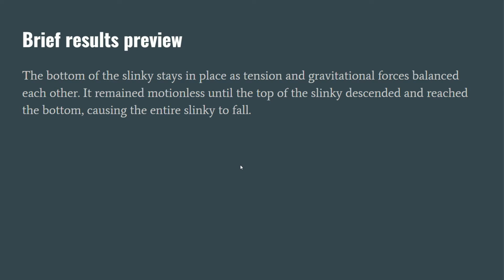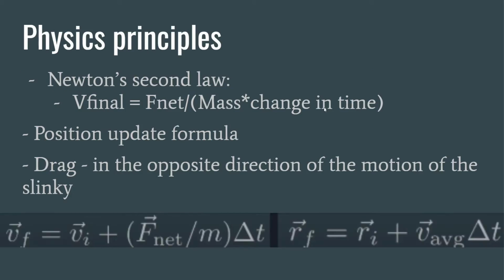So the result that we get is, as you'd expect, right? The bottom of the slinky stays in place as tension and gravitational forces balance out, and it remains motionless until the top of the slinky descends and reaches the bottom, which causes the entire slinky to then fall, right? And if you watch the video, that's exactly what happens there as well, right?